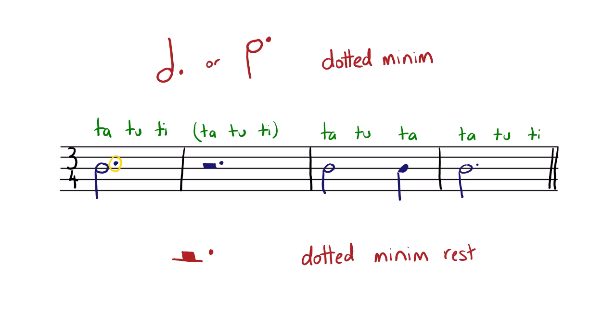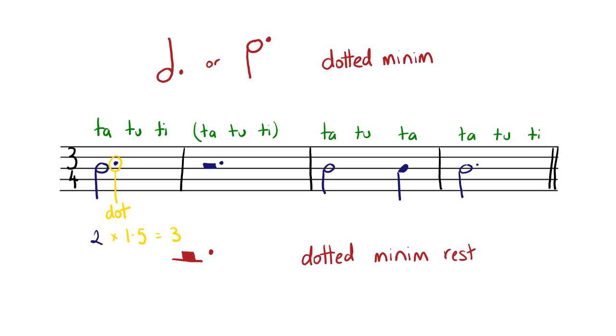The dot actually has a mathematical function. It takes the timing of the normal note and times it by 1.5. As an example, a minim usually has 2 beats, then we times that by 1.5 and we get 3 beats. So a dotted minim is worth 3 beats.